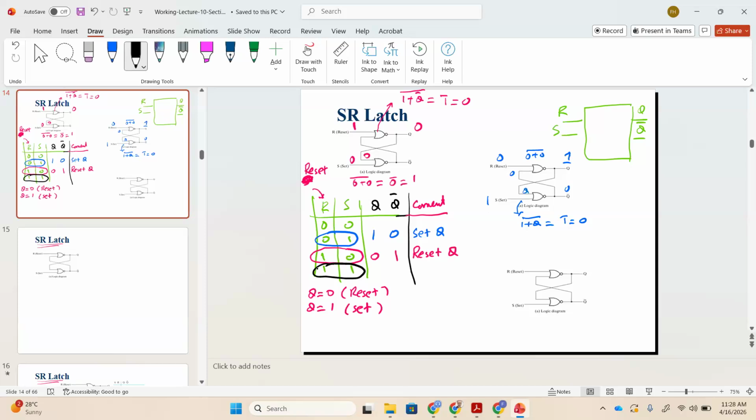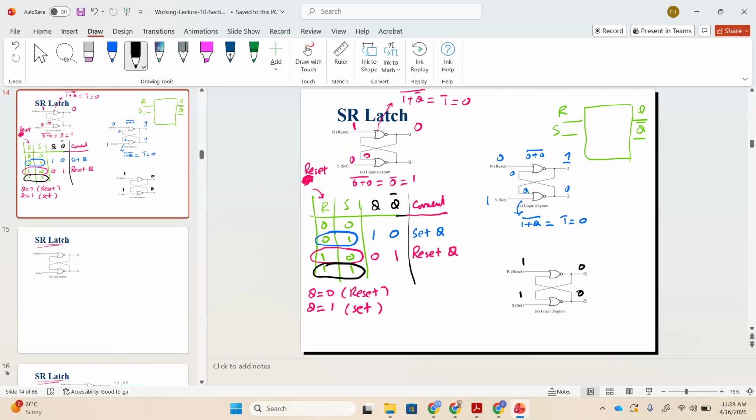I will give you 5 seconds. 1 and 1. What will be Q and Q bar? 0, 0. What's your good name? Abir. So it's your fourth response. Because if any input to the NOR gate is 1, the output is 0. So it's 0 and 0.